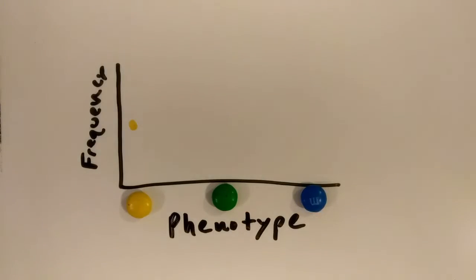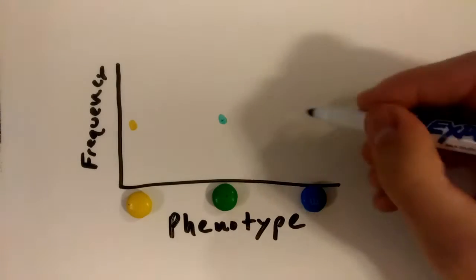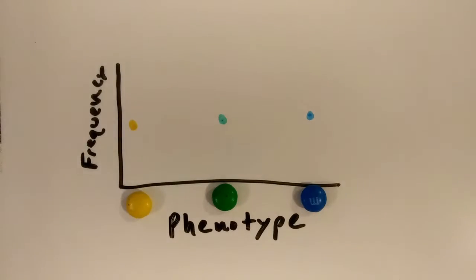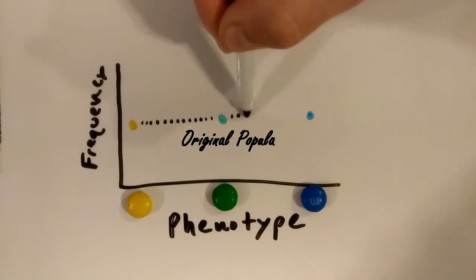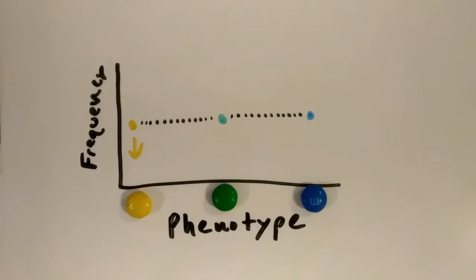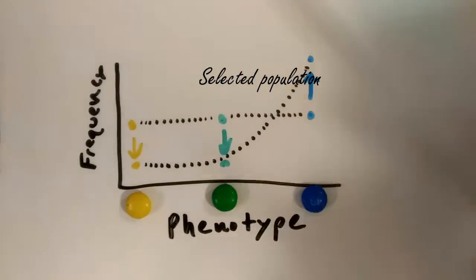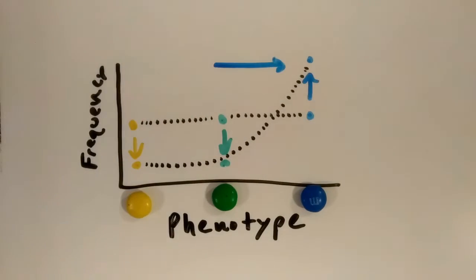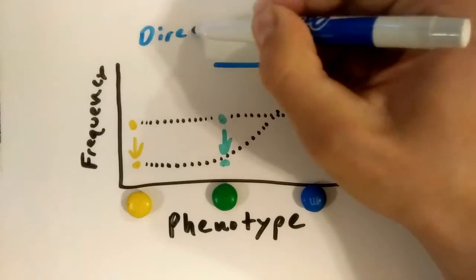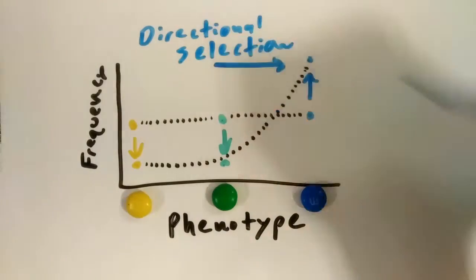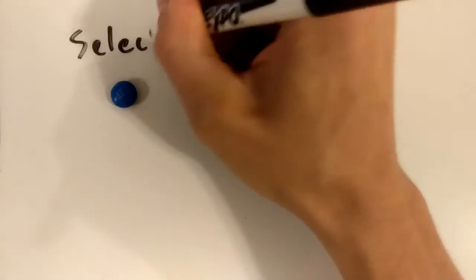Now in this example, the population that we started with had roughly equal frequencies of yellow, green, and blue, so this was our original population, this dotted line. But as we observed selection taking place, we noticed that the yellow and green squirrels decreased and the blue ones increased. And so our selected population kind of looks like this. It's pushed over to the side, and so we call this directional selection. Let's go ahead and start summarizing.